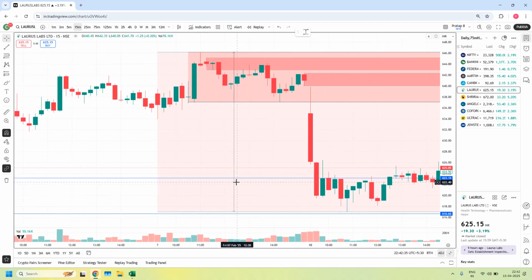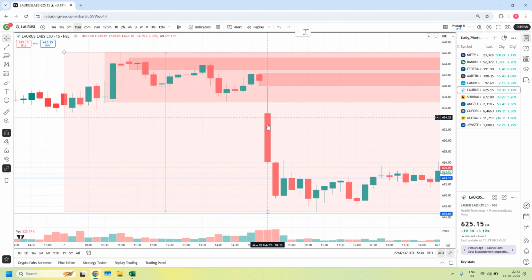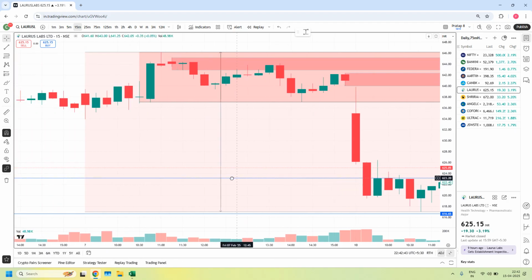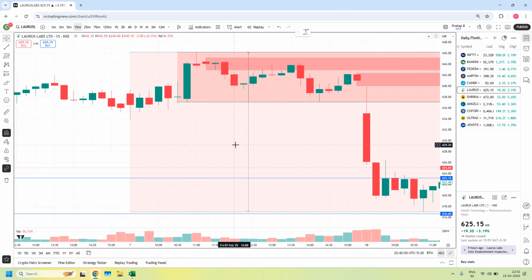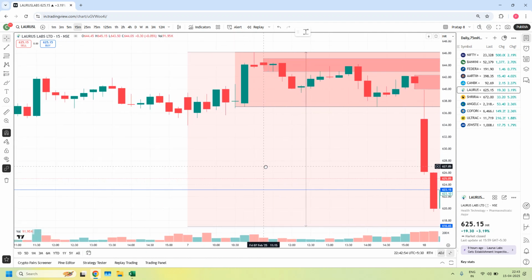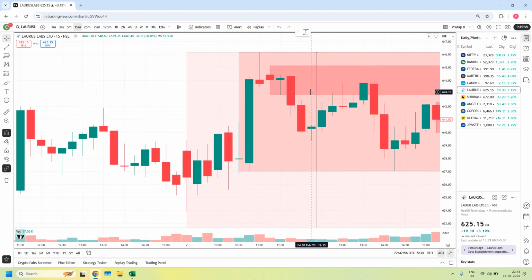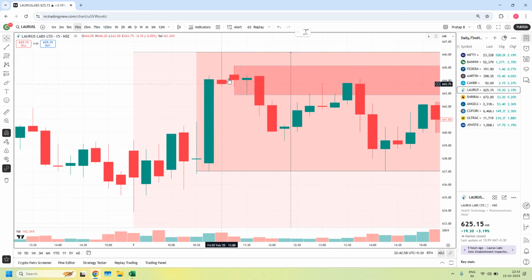Here we have two 15-minute zones. Rally, base, drop. Here rally, 1, 2, 3, 4. Sorry, here I consider this as a failed ERC candle. Drop, 3 base candles, and a drop and follow-through candles. This one, now you will get clarity. Drop, 2 base candles and drop, follow through.